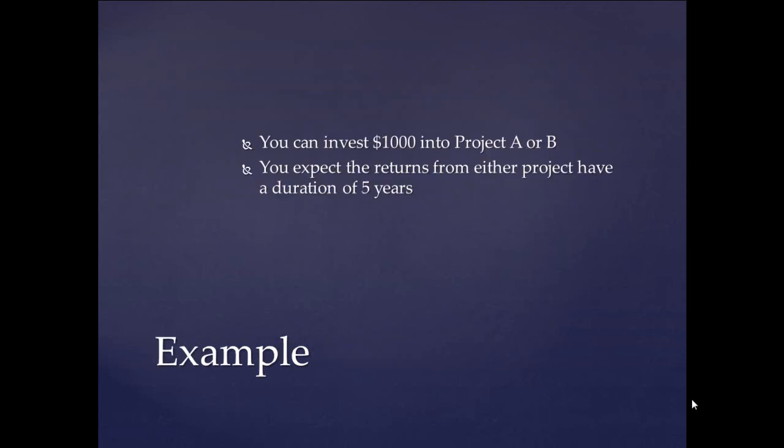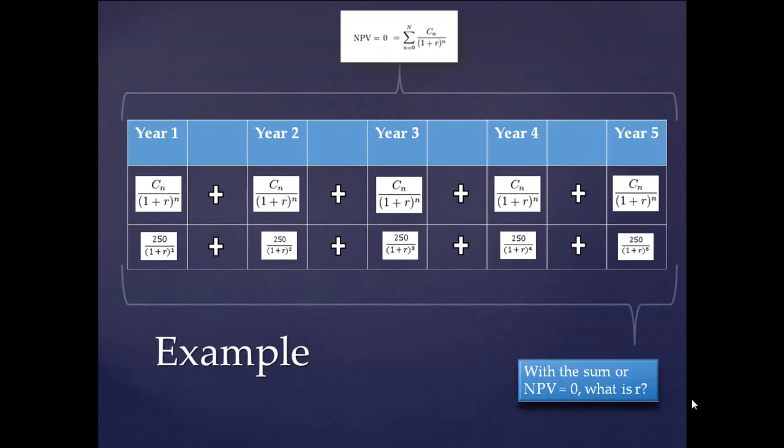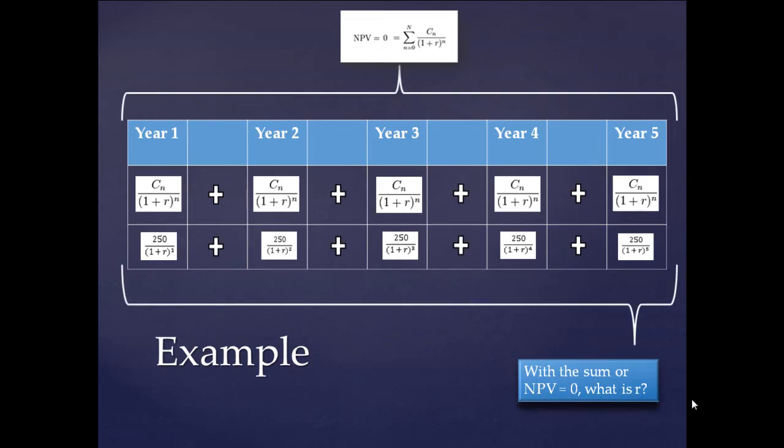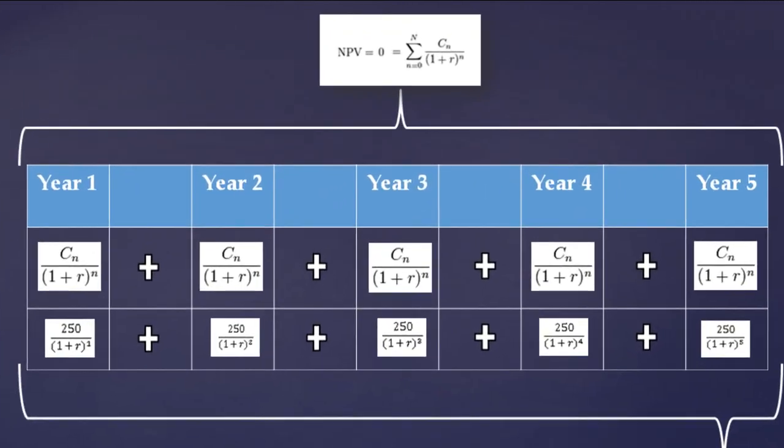Let's say we have to invest $1,000 into either project A or project B. Which one is the better investment? And we expect the return from either of the projects to have a duration of 5 years. So if I think about using that formula and charting it out here in year one, year two, to year five, we have the formula broken down into each of the years.